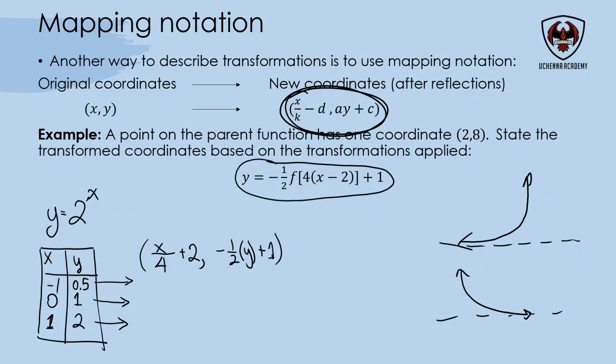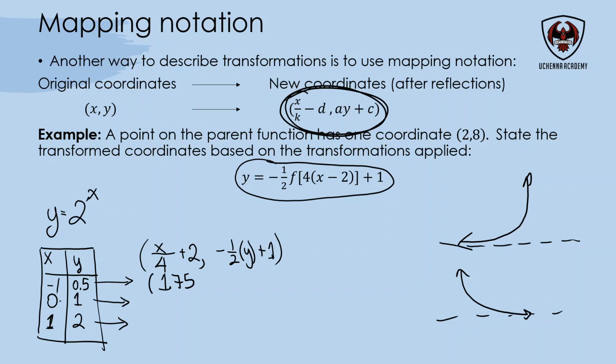So if x is negative 1, it's really going to be negative 1 divided by 4 plus 2. So negative 1 divided by 4, well, that's just negative 1/4. And then negative 1/4 plus 2, well, that's just 1.75, right? So I'm just going to make that into 1.75. That's my x.